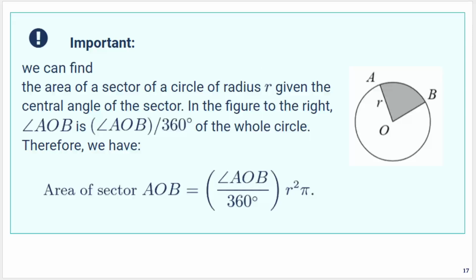Again, actually you shouldn't have to memorize this formula, right? This is pretty intuitive. Instead, understand that the area of a sector is simply related to the ratio of the sector's angle to the number of degrees in a whole circle, right? Any questions?